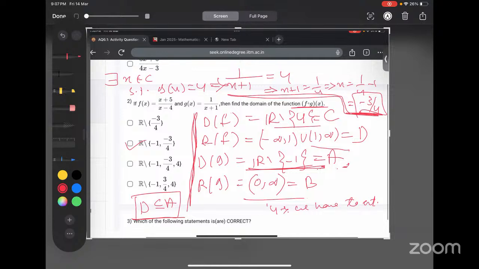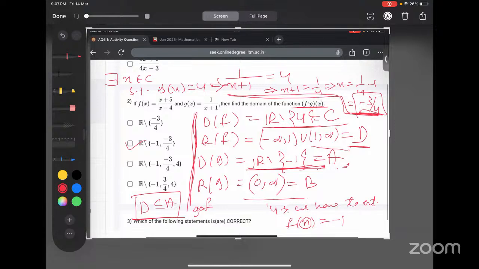G compose F. So we want to remove minus 1 from D, right? That means f of x should not be equal to minus 1. So we have to exclude some point from C, like where f of x equals minus 1. Then we have to exclude that x from C.